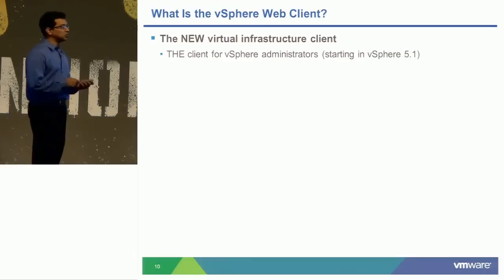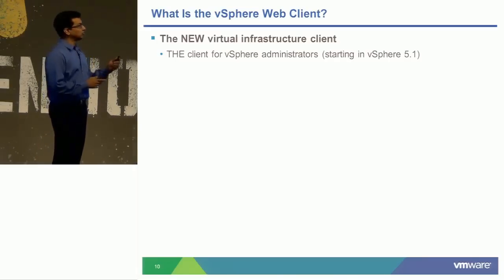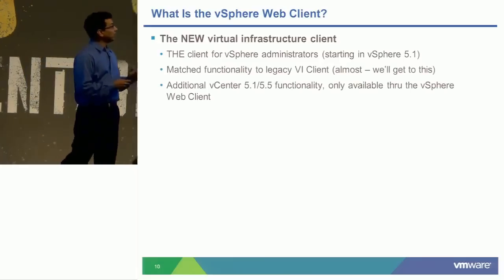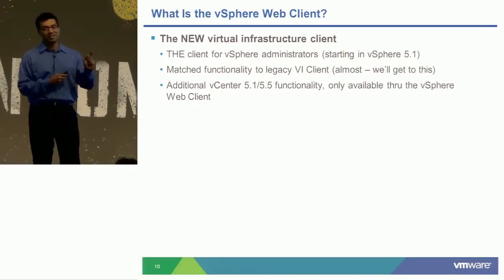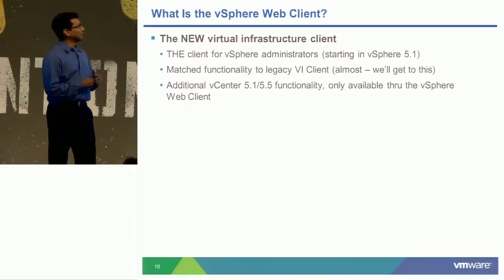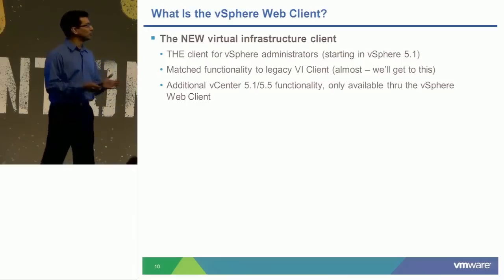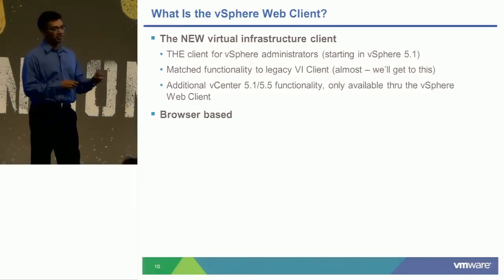But it is the new client for the virtual infrastructure, right? The VI client, or the desktop client, as we call it, still exists, and we'll touch on that in a minute. But all new functionality is really exposed through the new web client. It has matched legacy functionality to the VI client with a few exceptions, and we will touch on that. And I'm not a marketing person. I can't tell you roadmap, but I can do one of these wink winks and let you know what's coming. And of course, as I said before, all new functionality is really exposed to the web client only.